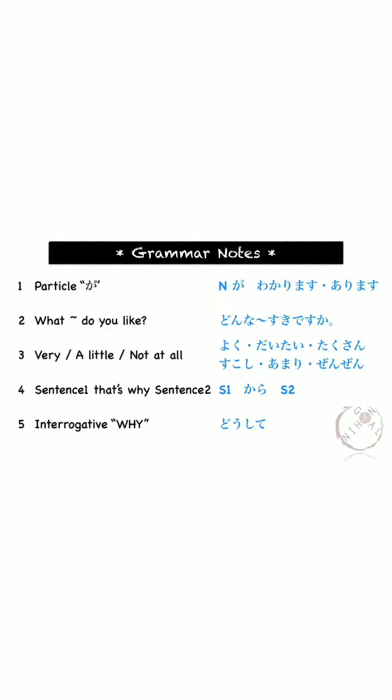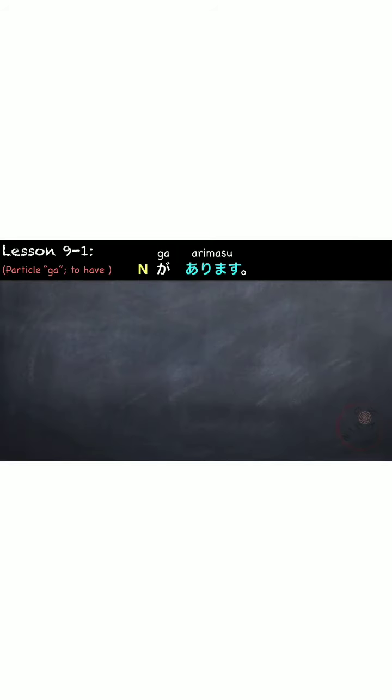Here are the grammar points that we will learn in this lesson. The first one is the particle ga. Ga is another particle that is used to indicate or mark the topic of the sentence or to indicate the receiver or the object of the verb. First, we will learn the pattern ~ ga arimasu. Arimasu means to have.